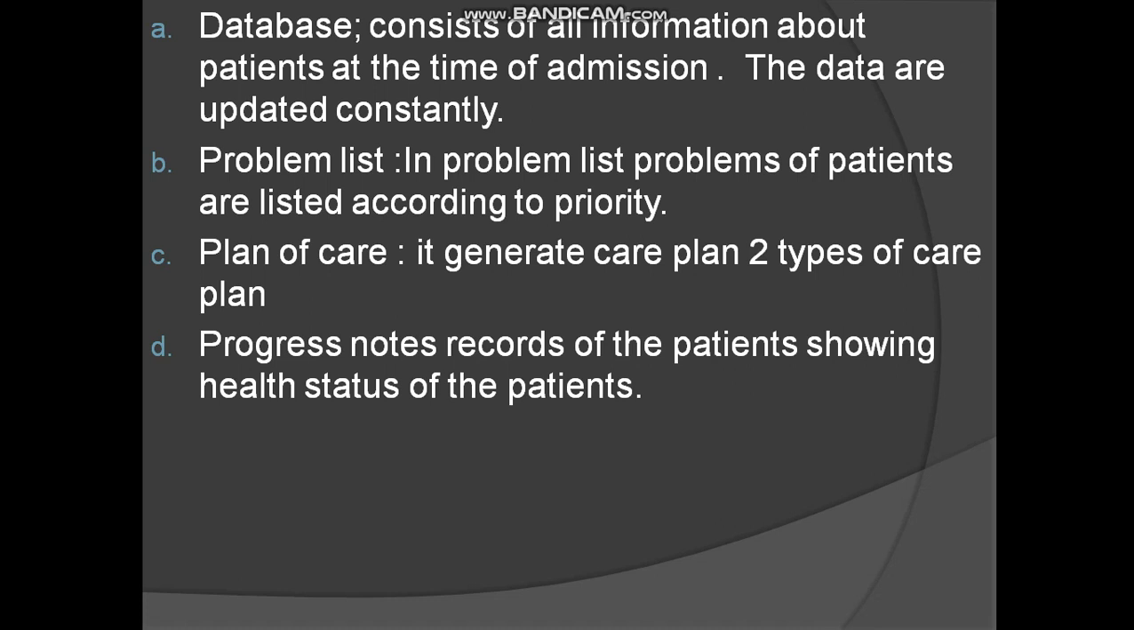Database consists of all information at the time of admission. Problem list means listing all the problems of the patient according to priority. Plan of care has two types, the medical care plan and the nursing care plan. The physician writes the medical care plan and the nurses write the nursing care plan. Then progress notes show the health status of the patient.